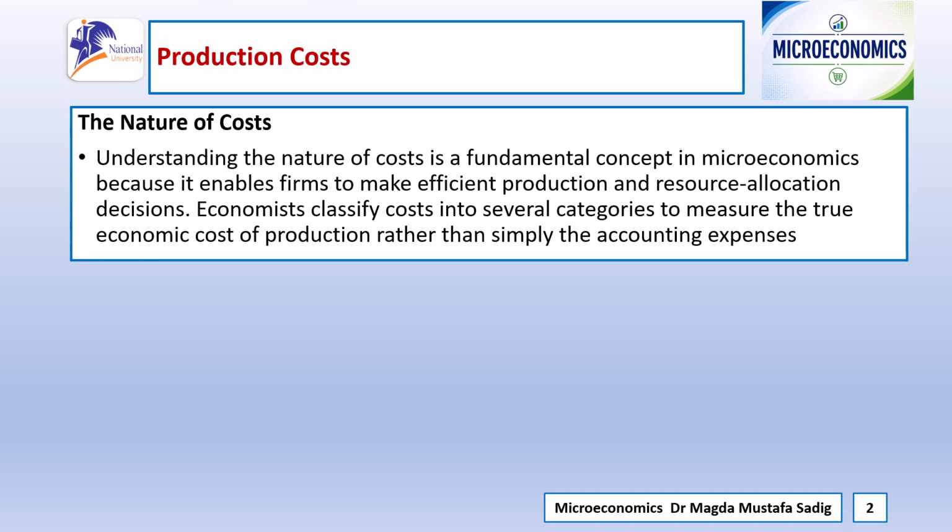Production cost represents all the resources used in producing goods and services. Economists are interested in the economic cost of production rather than only accounting expenses. Why is this important? Because managers constantly make decisions such as, should we produce more? Should we hire another worker? Should we purchase a new machine? Should we continue producing a product? Good decisions require understanding all relevant costs. Economists therefore classify cost into different categories.